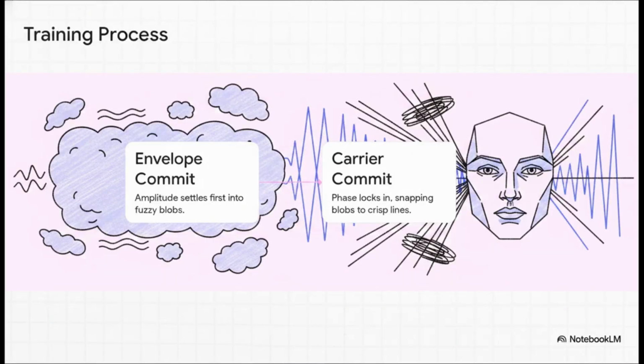What's even cooler is that we can literally watch the AI learn to do this during its training. It's a fascinating two-step dance. First, the envelope commits. The AI figures out the raw mass and amplitude of the face, which honestly just looks like flat, fuzzy, horizontal blobs. But then, step 2 kicks in. The carrier commits. The orientation and phase lock into place, and suddenly those fuzzy blobs snap into sharp, crisp facial lines. It gets the mass first and the sharp details second.